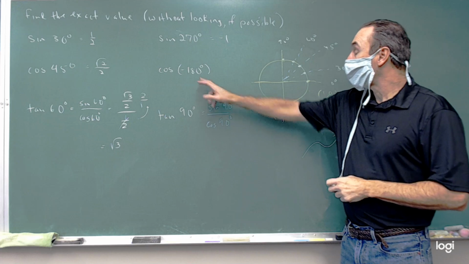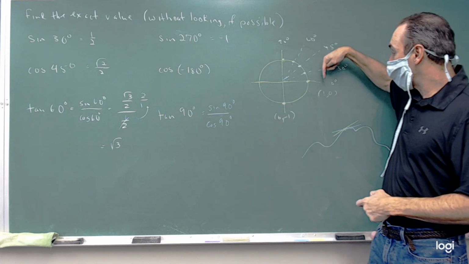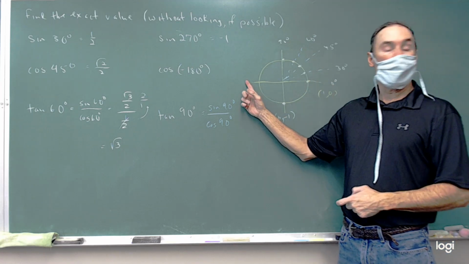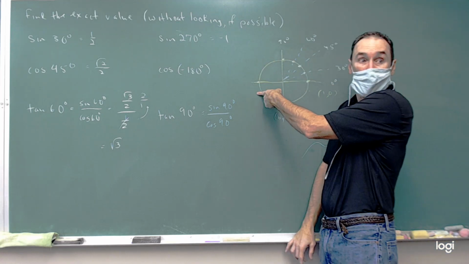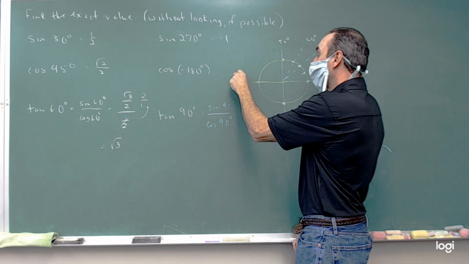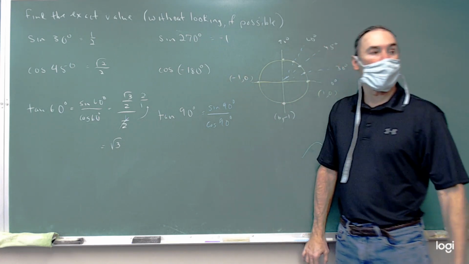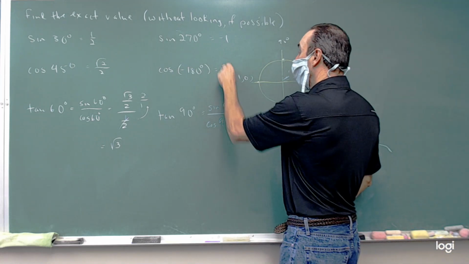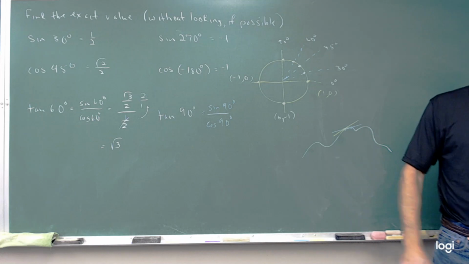Now, cosine of -180, so negative means we're going to go in the clockwise direction. So -180 takes us right to the same place as positive 180. We know the coordinates of that point are -1, 0, and the cosine is the x value. So the cosine of -180 is also -1.